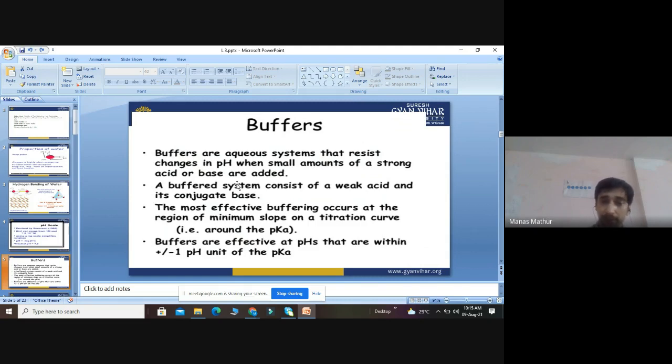So we should know that they are calculated around pKa. What is pKa? Buffers are effective at a pH within plus or minus one pH unit of pKa. pKa is basically what we call the dissociation or association constant.